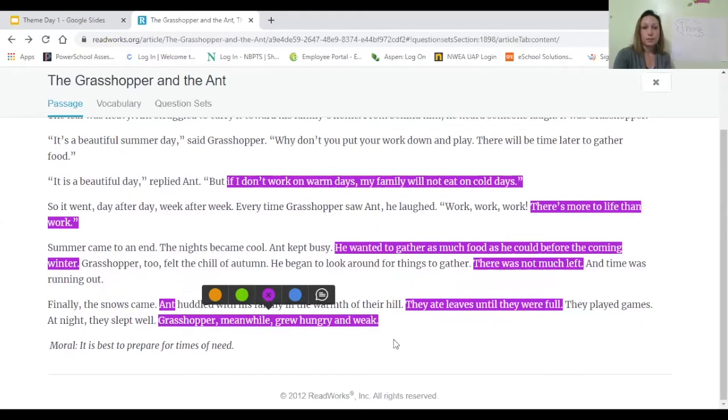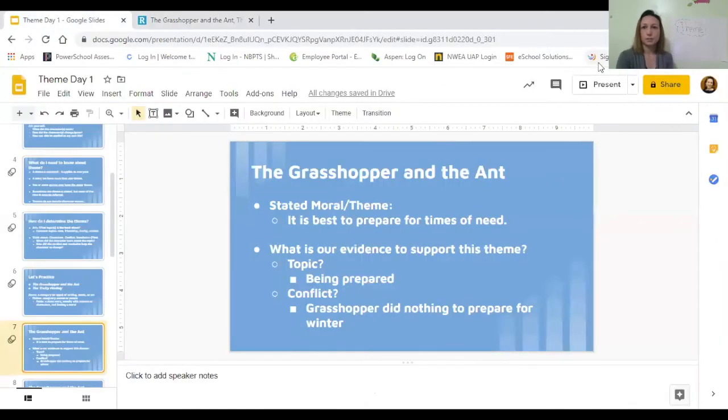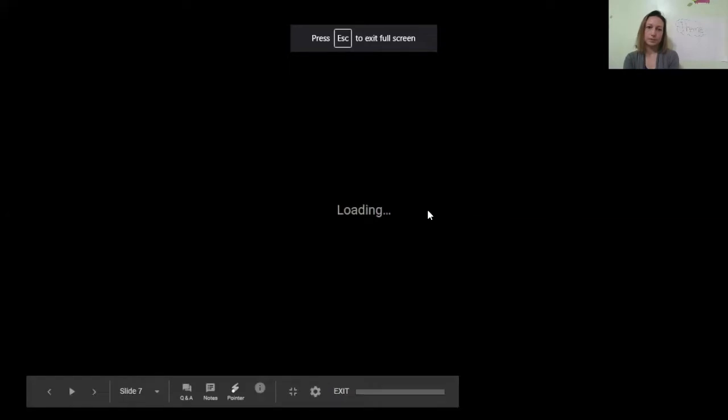So there we go. We have looked at ant saying, if I don't work, my family won't eat. He wanted to gather as much food as he could before the coming winter. And then he was able to eat until he was full when he wanted to during the winter. Grasshopper says there's more to life than work. When he goes to gather food, there's not much left. And then he's hungry and weak. So I am going to go back to my presentation.